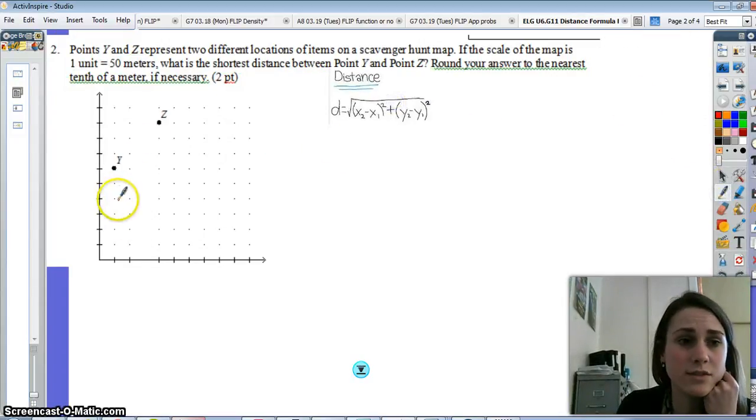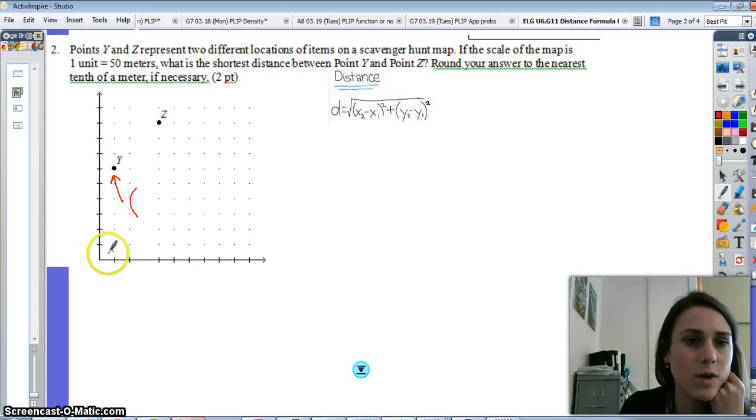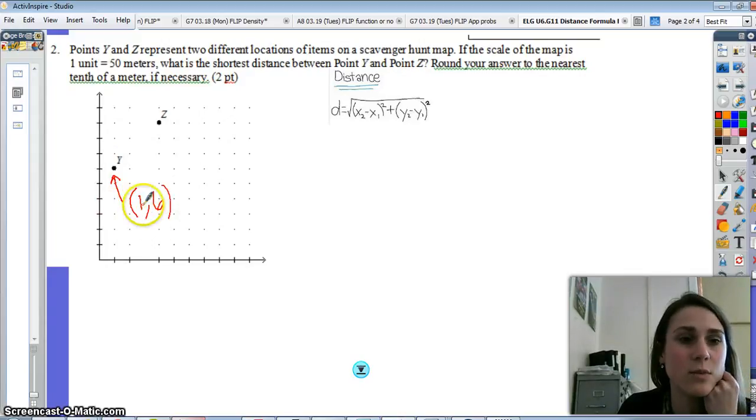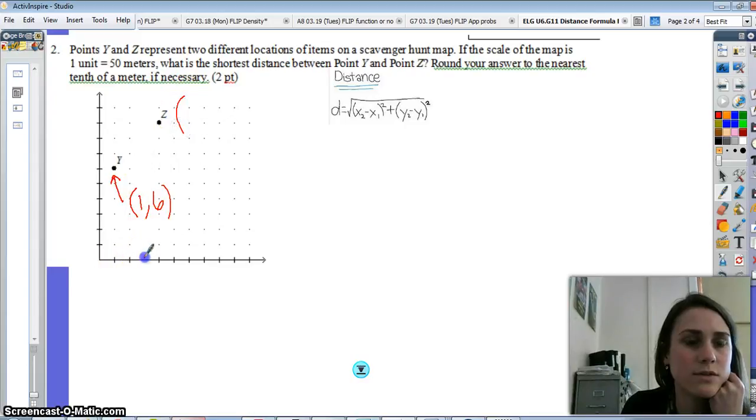And what a lot of you did was you labeled this point with coordinates. So you said, okay, point Y is 1, 1, 2, 3, 4, 5, 6. If you were to give those X and Y values, it would be 1, 6. Point Z you said was 1, 2, 3, 4. And then how many in the Y direction? Remember, this is your Y, this is your X. So how many in the Y direction from here? 1, 2, 3, 4, 5, 6, 7, 8, 9.